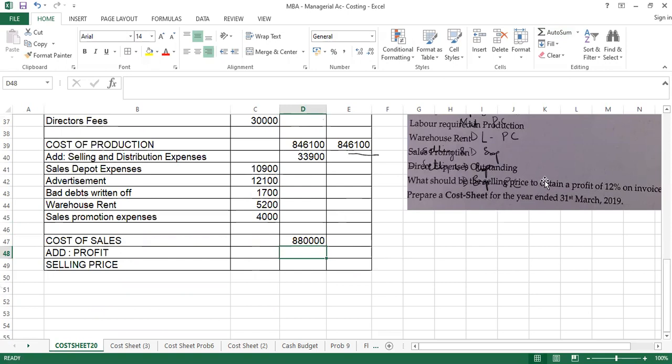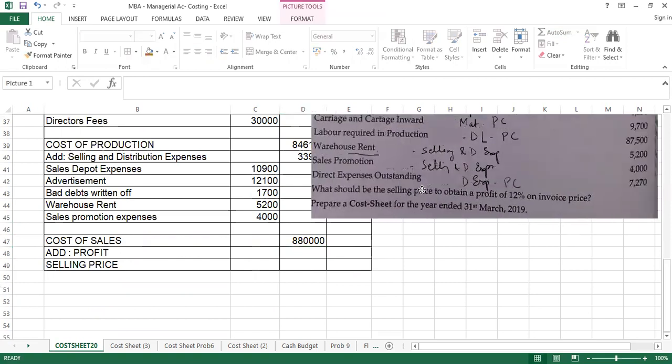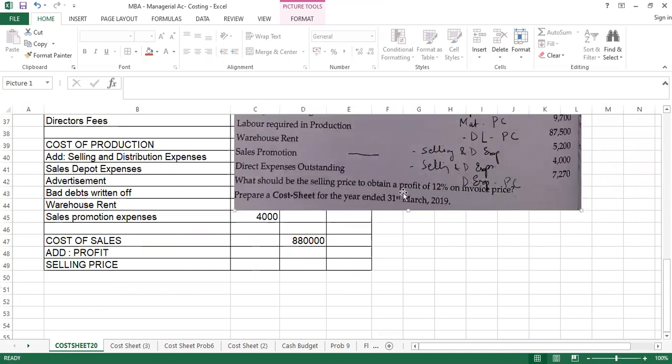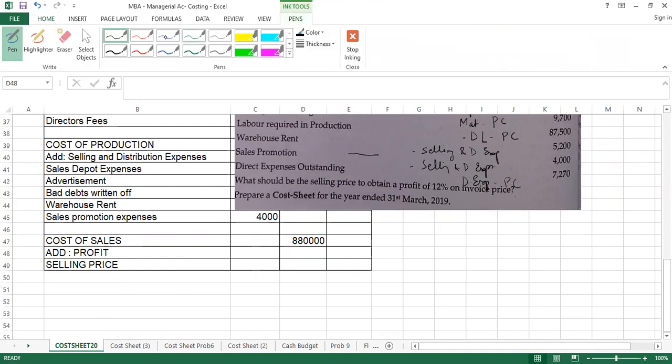Now, what is mentioned in the problem is very important. What should be the selling price to obtain a profit of 12% on invoice price? They said what should be the selling price to obtain a profit of 12% on invoice price. The formula is: selling price is cost price plus profit. If selling price is 100, your profit is 12, that means your cost price is 88.